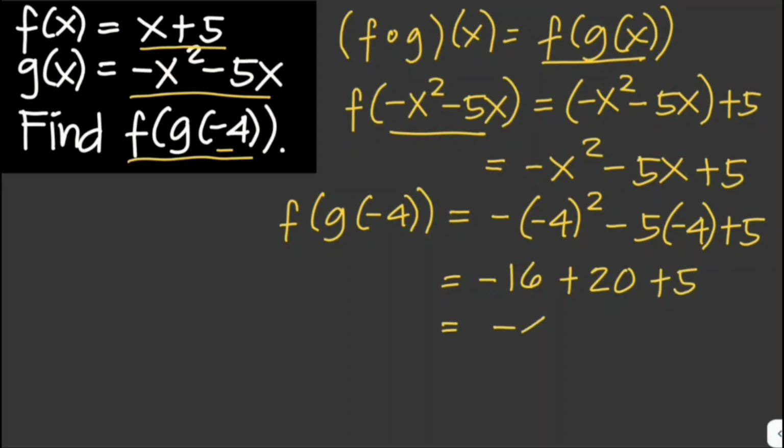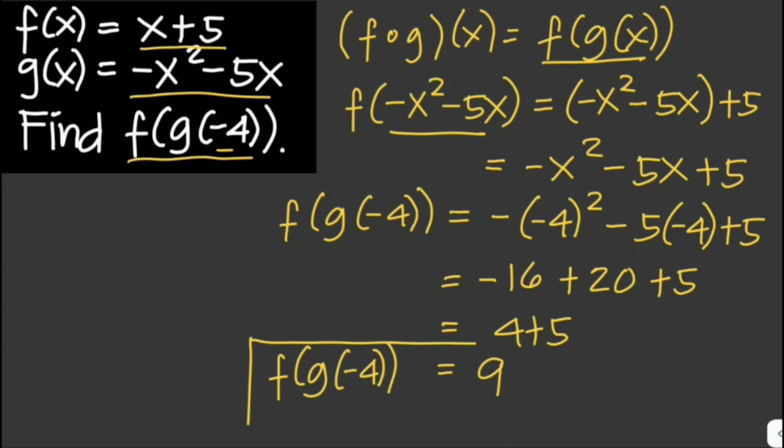And this is negative 16 plus 20, which is positive 4, plus 5. And this is equal to 9. Therefore, f of g of -4 is just equal to 9.